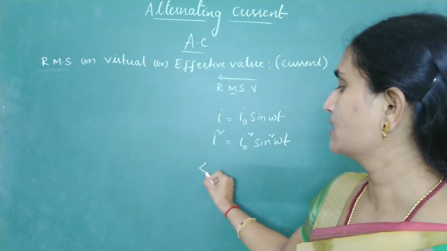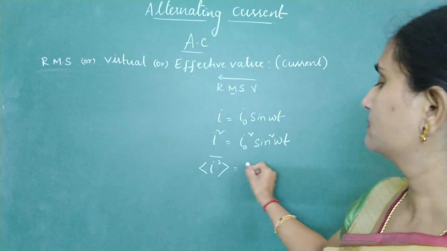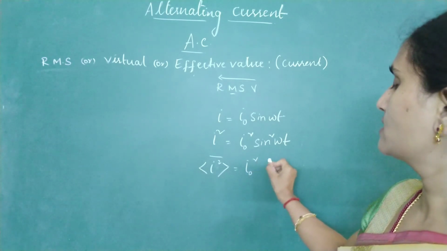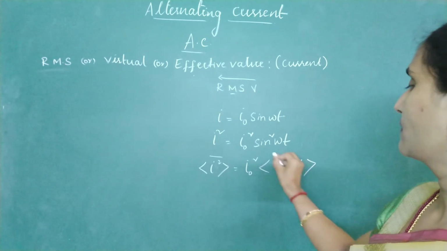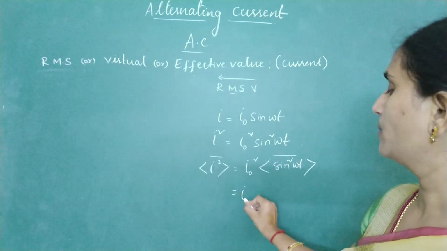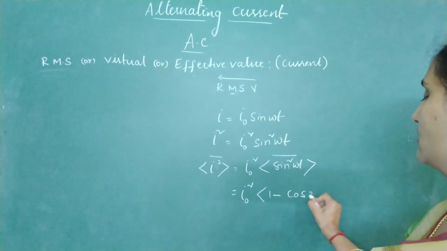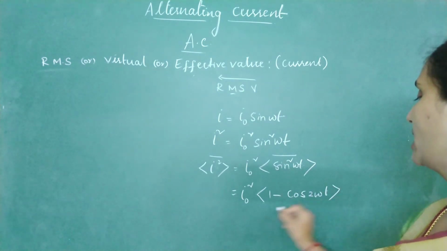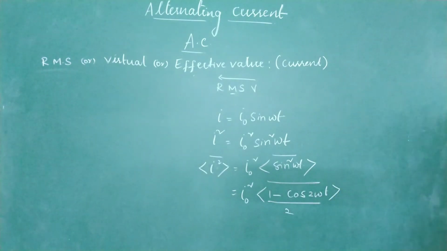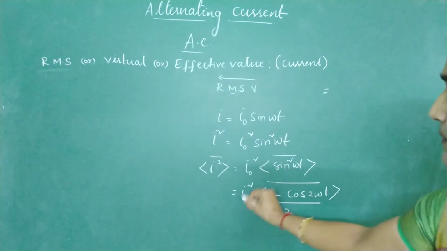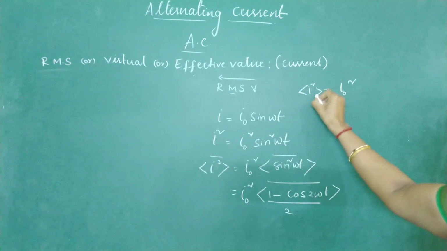Now I'll use this method for finding the mean. Mean of I square: I naught square is a constant, I need the average of sine square omega t. We know sine square omega t can be written as (1 minus cos 2 omega t) by 2. We need to find the average of this. To see how to find the average, I naught square I'll keep as it is. This is I square average.